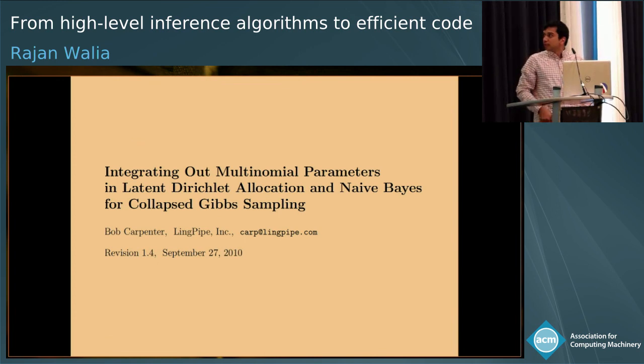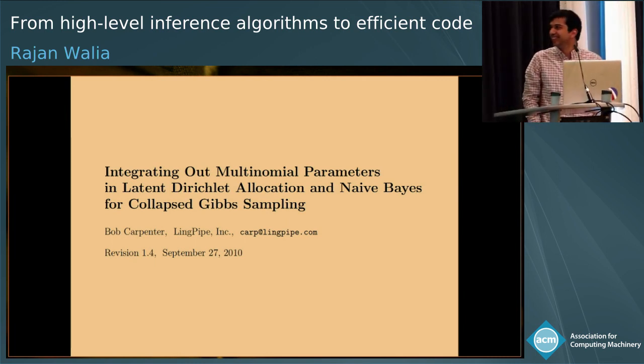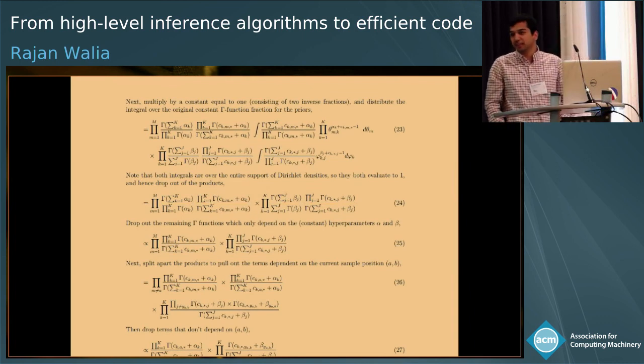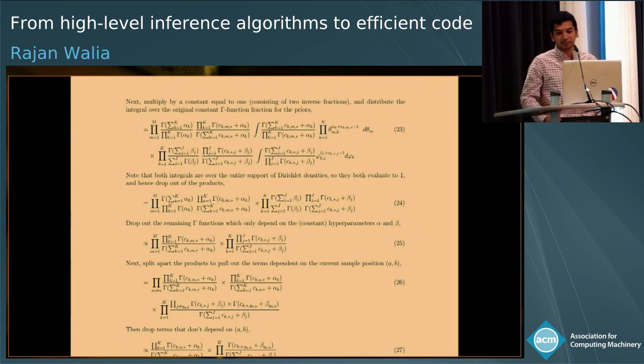So in 2010, Bob Carpenter published this tech report detailing how to integrate out latent variables for LDA and naive Bayes. Now, if you don't know any of these words, don't worry about it. We'll get to that in a minute. What you need to know is that in this tech report, he performed a 25-step integral, which he says is child's play for theoretical physicists or statisticians, but for us programmers, it's not. Maybe for some people here, but for me, it's definitely not child's play.